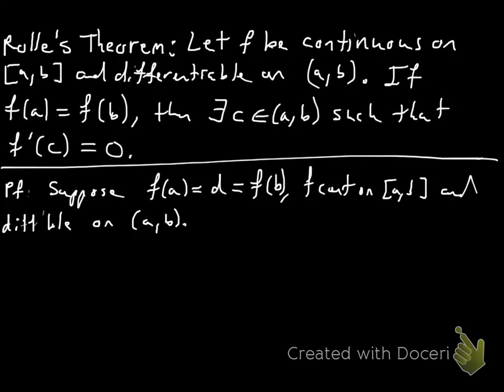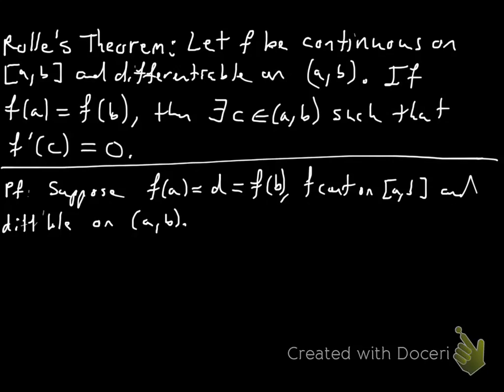So Rolle's Theorem requires that we have a continuous function f on some closed interval [a, b], and it needs to be differentiable on the interior, so the open interval (a, b). Then the other assumption we make is that the endpoint outputs are equal, so f of a is equal to f of b. And then the conclusion of Rolle's theorem is there exists a c in the open interval (a, b) such that the derivative at c is 0. So we have some sort of horizontal tangent.